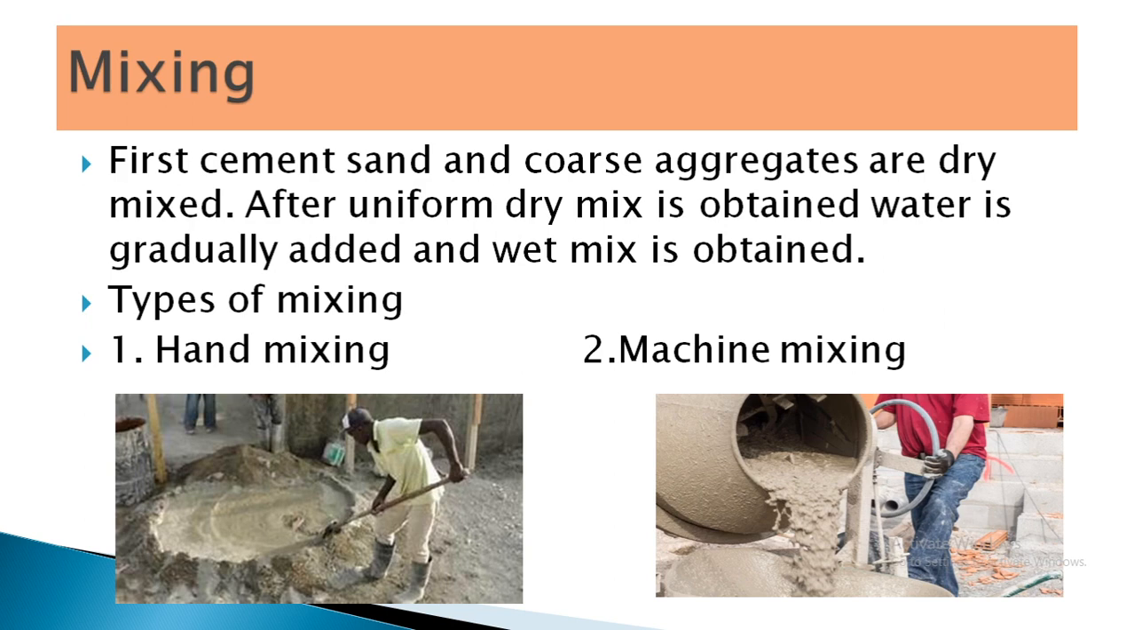Mixing. First, cement, sand and coarse aggregate are dry mixed. After uniform dry mix is obtained, water is gradually added and wet mix is obtained. Types of mixing: hand mixing and machine mixing.